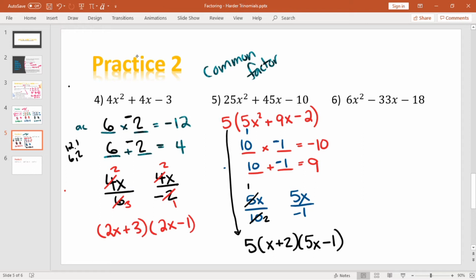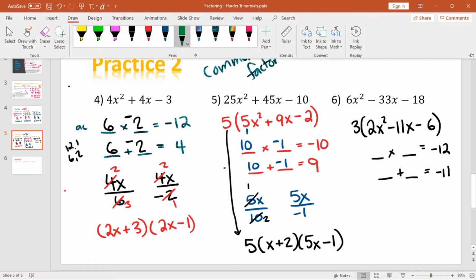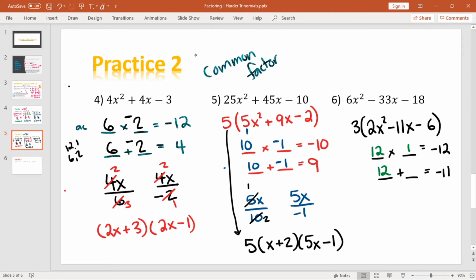Okay, last one. Kind of gross numbers again, all divisible by 3. Leaving behind 2x squared minus 11x minus 6. And they just come faster and faster as you do these. And if it's something that you're really stumped by, just start listing the factor pairs to see what makes what. Okay, I need to multiply to negative 12, and I need to add to negative 11. My AC line is negative, so I'm looking for factors of 12 that are 11 apart. And that's only 12 and 1. And I need it to be negative, so the bigger absolute value will be negative.